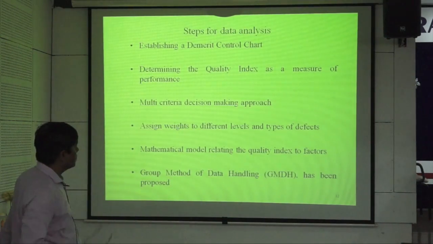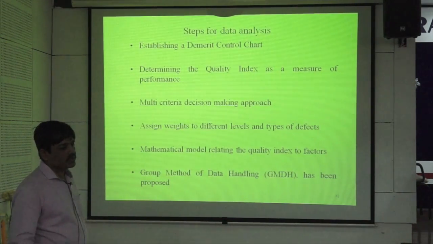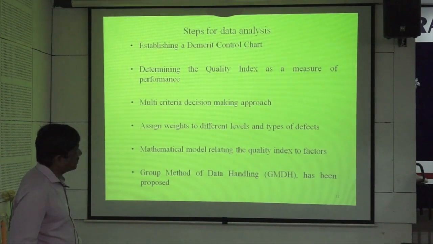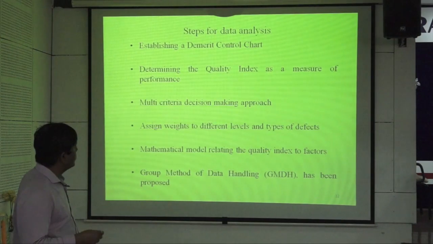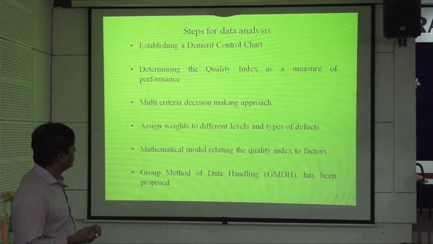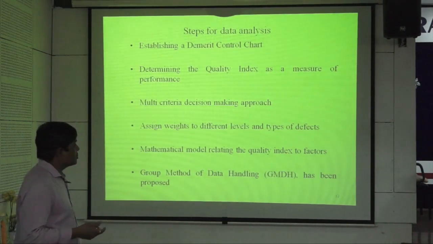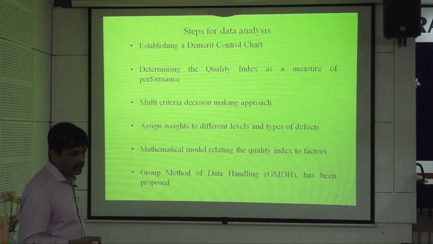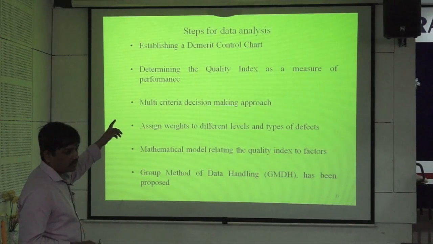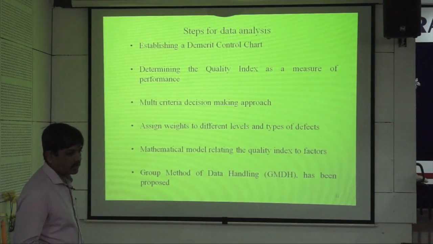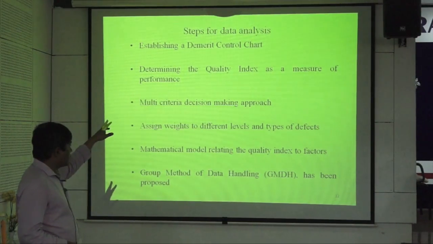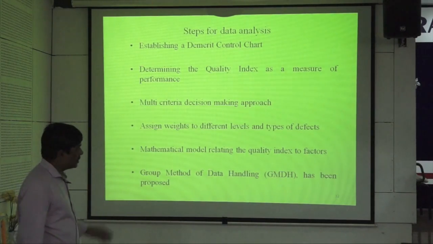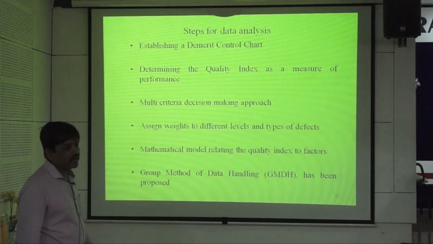These are the steps for data analysis. As I said, our main purpose, the first step, was to have some measure of quality of the castings. For determining the measure of quality, called the quality index, we have used the demerit control chart. It's a statistical technique. Once we use the demerit control chart, we can know the quality indices.